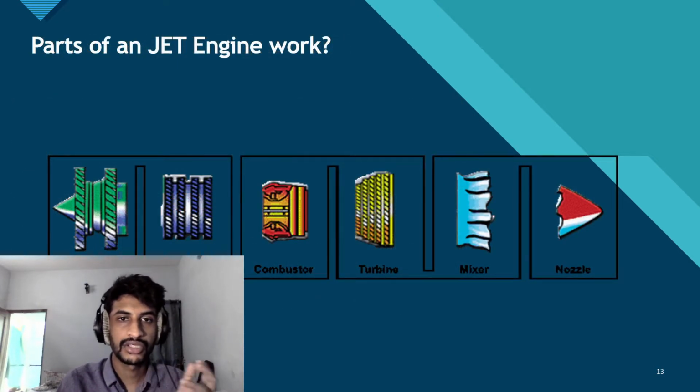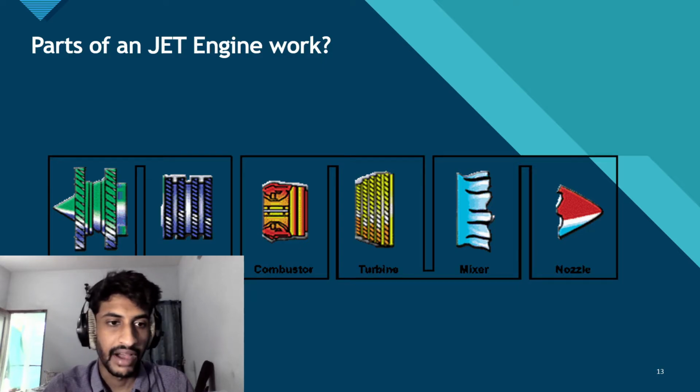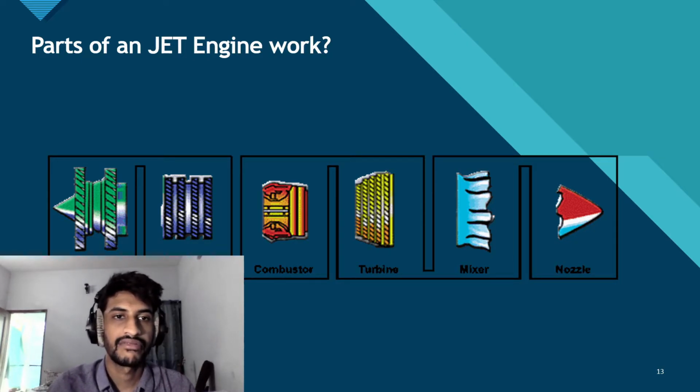So what are the parts of a jet engine? The first part of the jet engine is the fan. The fan is the first component in a turbofan. The large spinning fan will suck in a huge amount of air, which will be sent to the second part of the engine, which is the compressor.